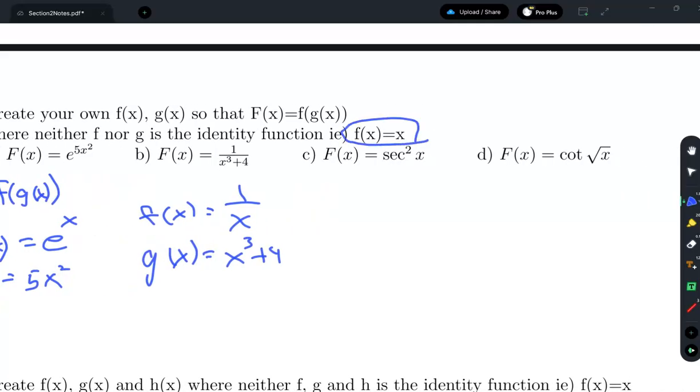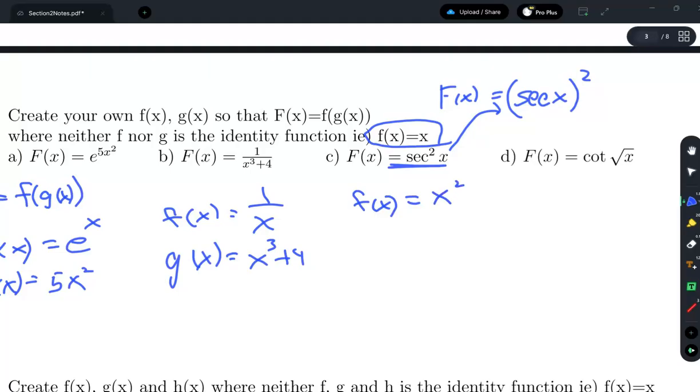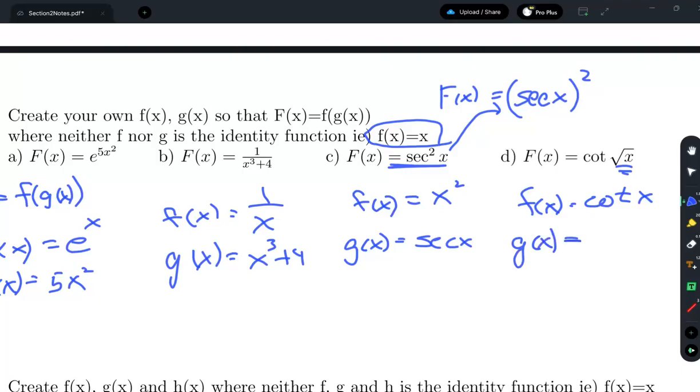Just make sure you're not having any one of the functions just be x, because that would be pretty simple, right? Okay, so this one here, you know that this can be written as secant of x all squared, right? So then the outside function would be x squared, and the inside function would be secant of x. This has this radical on the inside of the trig function, so the outside function would be the cotangent, and the inside would be the root x.